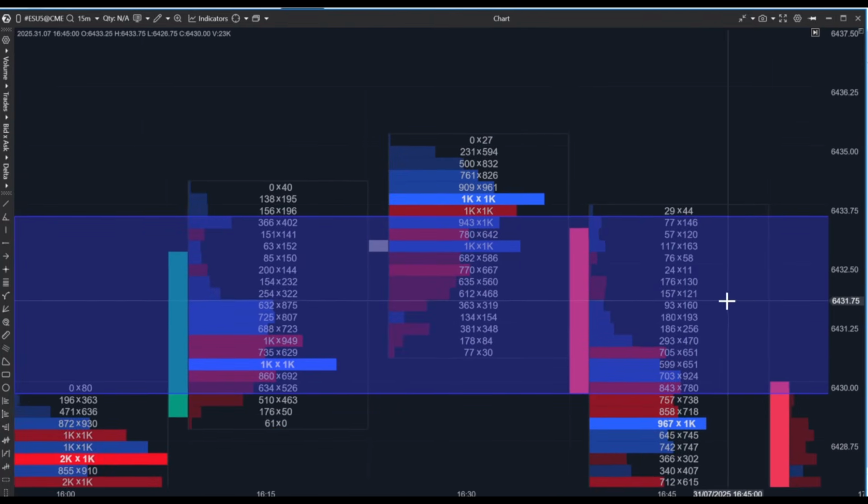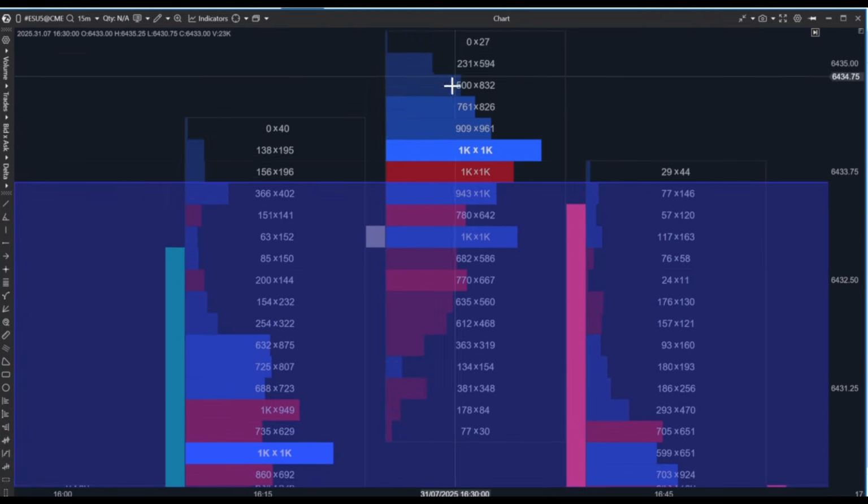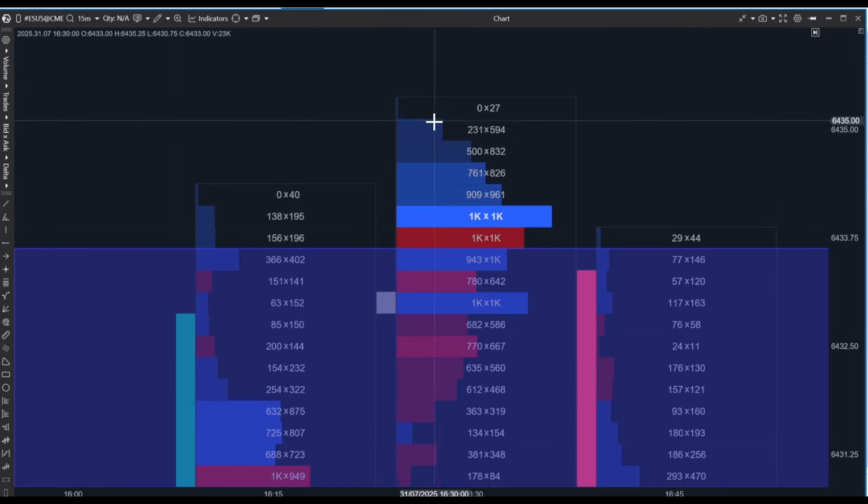Aggressive buyers are failing. Another thing you want to look at is the zero prints at the top, right? So we see 0 for 40, 0 for 27. What do the zeros represent? Now, zeros are a very strong indication of a reversal. And the reason I say that is because you want to interpret literally what that means.